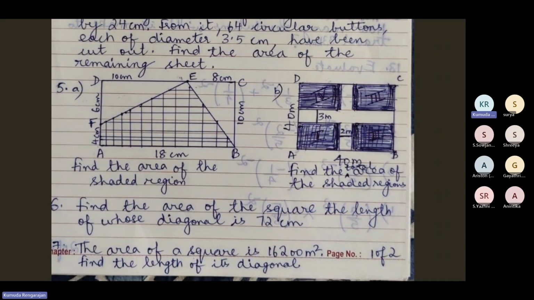The seventh one. The area of a square is 16200 meters square. Find the length of its diagonal. What is the formula to find the length of the diagonal of a square? Root 2a. Or you can also use Pythagoras theorem.